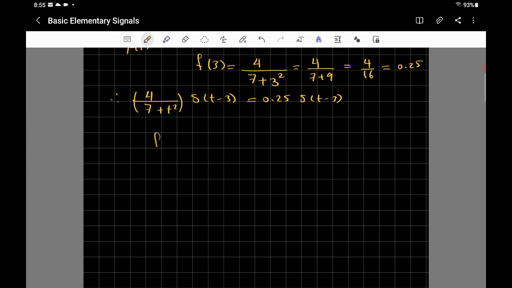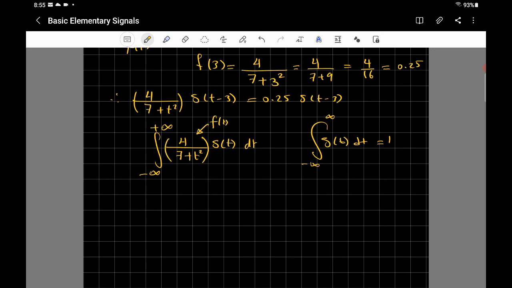Let's take the last thing. What happens if you integrate 4 over 7 plus t squared times delta t, and you want to integrate from minus infinity to positive infinity, with respect to dt? Well, we know that the integration of delta t is equal to 1 if you integrate it from minus infinity to plus infinity. So if you do that, the result will be, if you consider this f of t, the result will be f of 0.